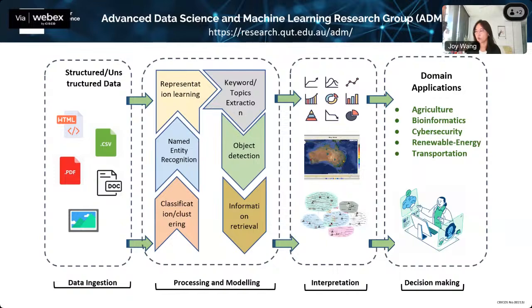We want to use these techniques to extract information from the data and present it in an interpretable form, so we can present business insight to stakeholders to help them make decisions. Currently in our research group, we have several projects in different domains, such as agriculture, bioinformatics, cybersecurity, renewable energy, and also transportation.